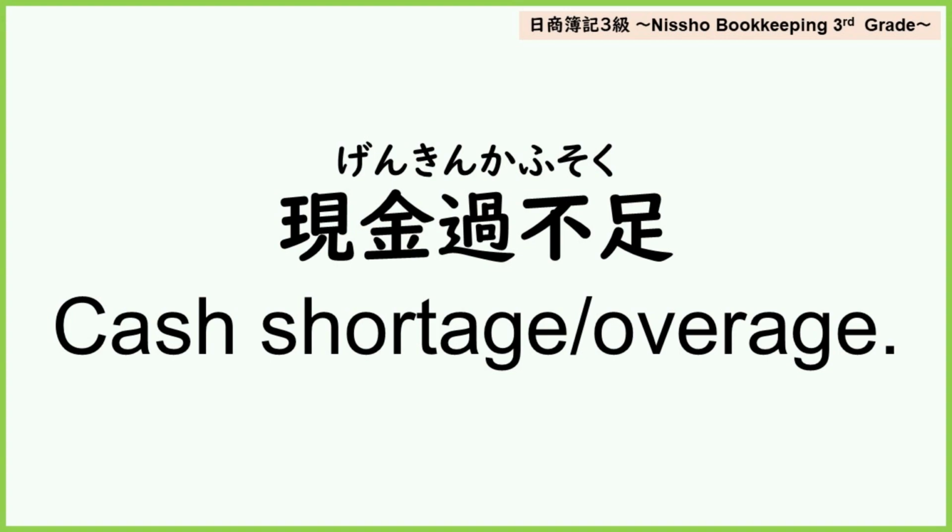The second content. Cash shortage and overage. Sometimes, there can be a gap between the recorded cash balance and the actual amount of cash held. This often occurs due to errors in payment amounts or instances where payments are forgotten. Hence, regular checks are carried out to ensure alignment between the recorded cash balance and the actual cash held.